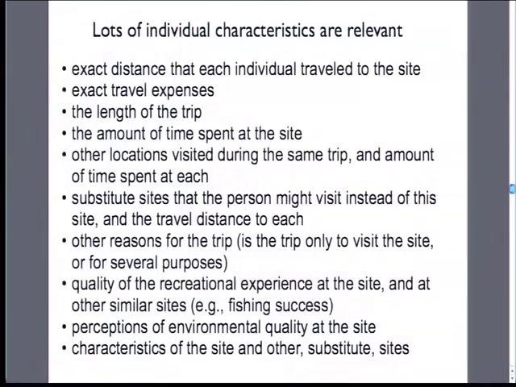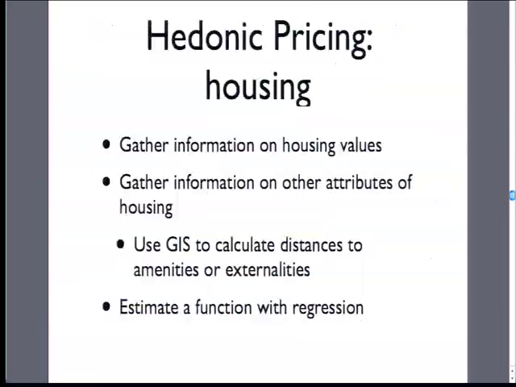There's a whole bunch of different things we could do to make our measurement of whether people are going to go to this beach or not more accurate. So the cost of the trip, the distance of the trip, other places they could go, substitute sites, other reasons they're going to go anyway, how great their experience was, did they like it? I'll put the slide on the internet so you can get it, but also perceptions of environmental quality. We've talked through most of these already. Okay, so we can move on from travel cost to hedonic pricing.